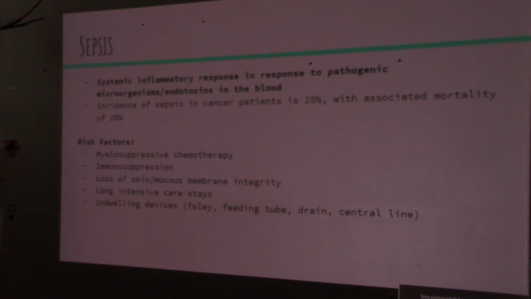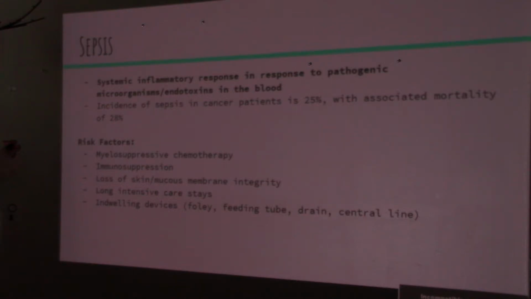So sepsis, this kind of goes along with the febrile neutropenia because the low white count and fever are two things you might see in a septic patient. So just to recap, sepsis is a systemic inflammatory response to a pathogen in the blood. So the body's response to that infection is really what's creating all these issues.